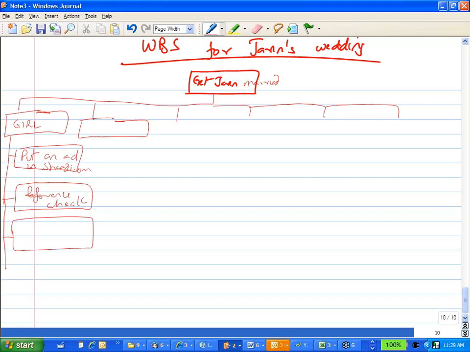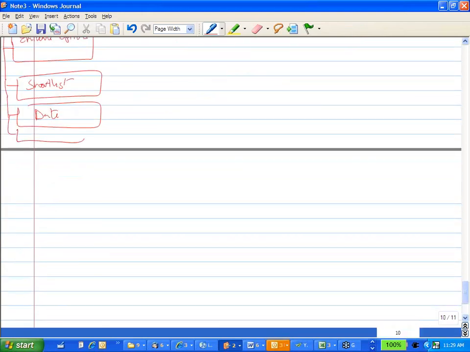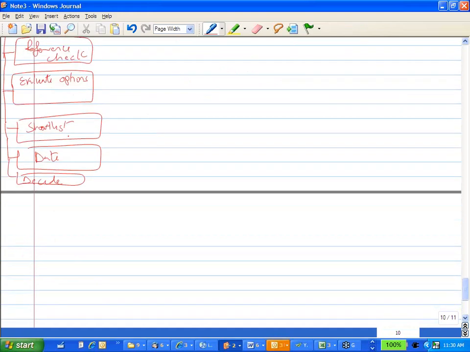Reference check. Okay, and then reference check and evaluate options or perspectives. Main criteria. Yeah. Shortlist, photos, date, and decide. Yeah. Then again, we can spend a whole day on this, but we'll try to move fast.